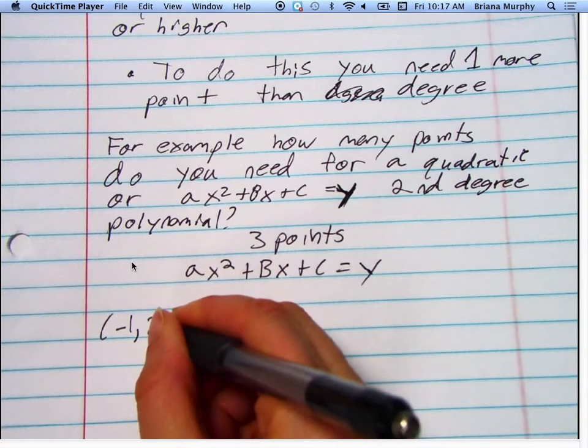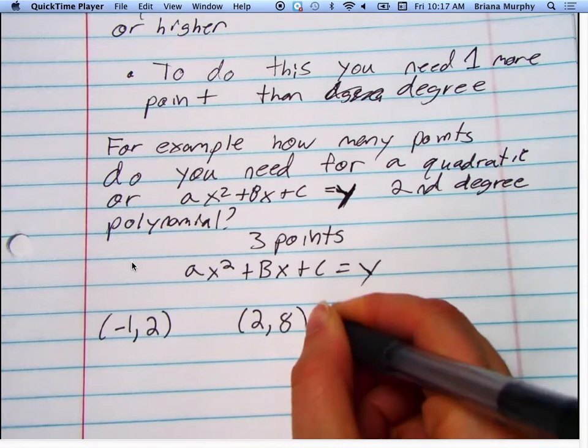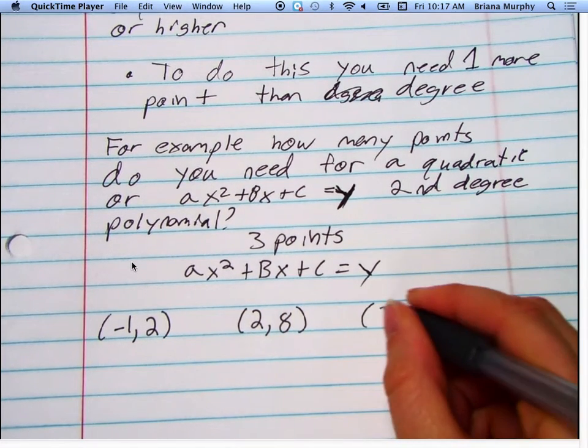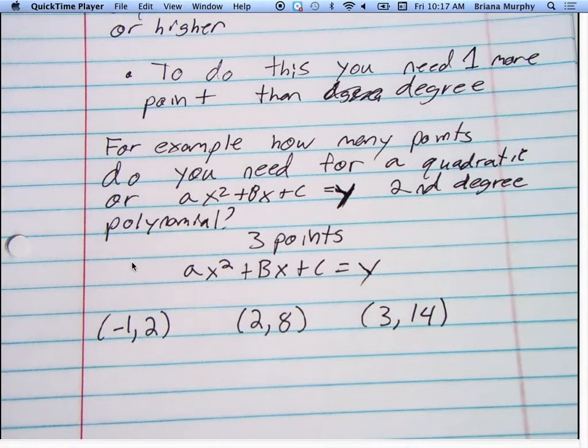-1, 2. 2, 8. 3, 14. Okay. We can't just put these points into anything. You know what? I'm going to have to ask you guys to move back to your assigned seats if we continue this. We need to focus.